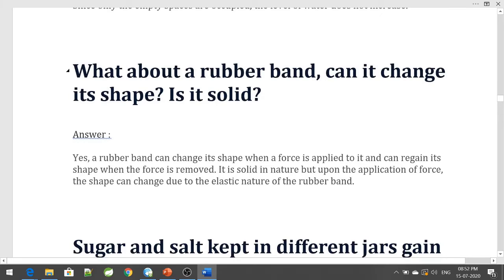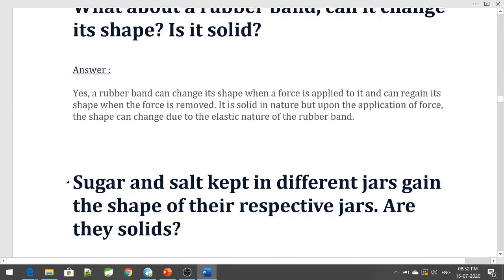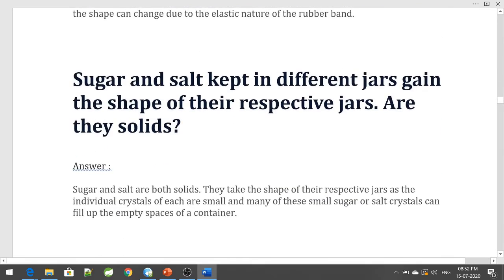What about a rubber band? Can it change its shape? It is a solid. Yes, it is a solid. But a rubber band can change its shape when a force is applied to it, and here the force is necessary. But the rubber band is a solid only. It regains its shape when the force is removed. Upon the application of force, the shape can change due to the elastic nature of the rubber. Because of this nature it is just changing its shape, but it is in solid form only.